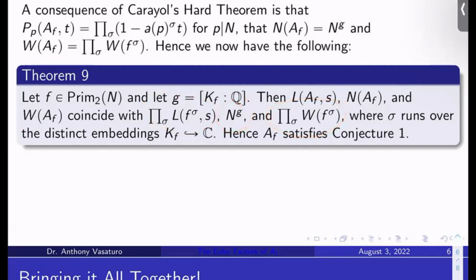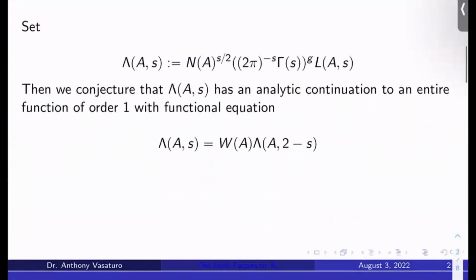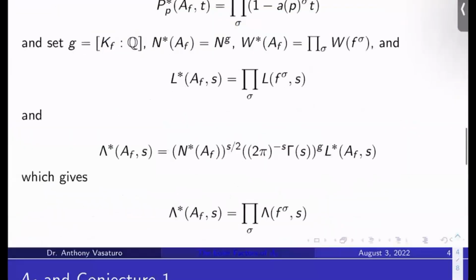If you go back and look at our notation, sigma runs, as usual, over the distinct embeddings of K_f into C. In other words, actually, A_F isn't just close to satisfying conjecture 1. It does satisfy conjecture 1. Huh, interesting. So the abelian varieties attached to primitive forms satisfy this amazing conjecture where their L functions analytically continue, which is crazy, and it makes their L functions so useful, and they have a beautiful, simple functional equation relating values at s to 2 minus s for any s in the plane that you like.